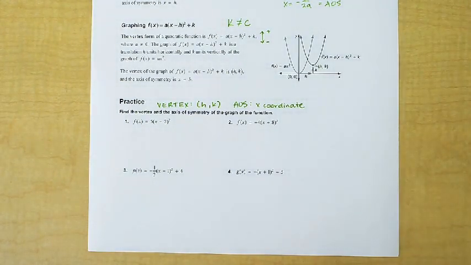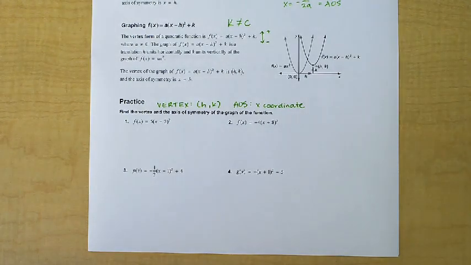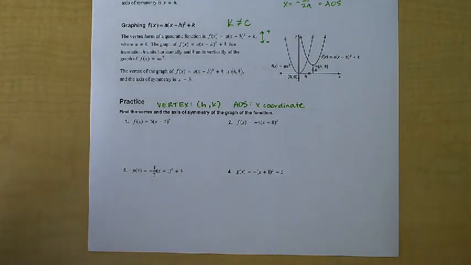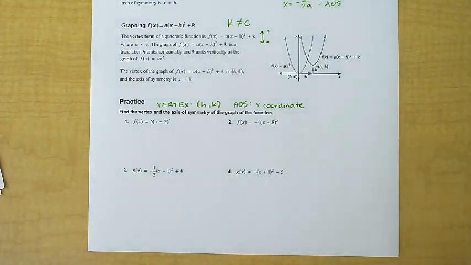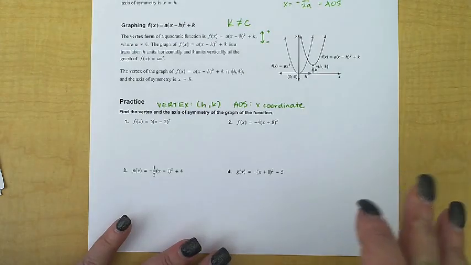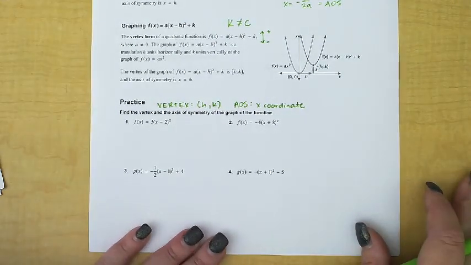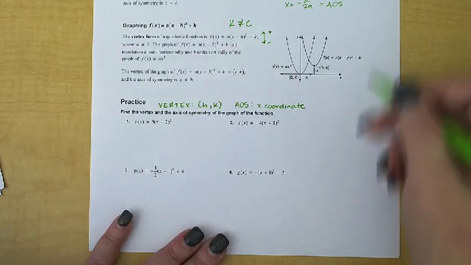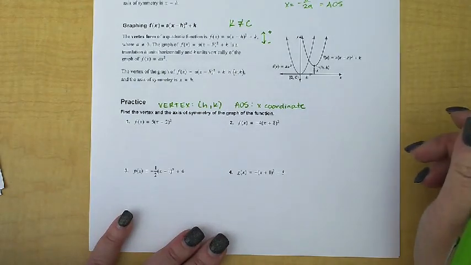So we have to really specify that x goes up and down forever. It's going to be the axis of symmetry no matter how big or how small our numbers are.